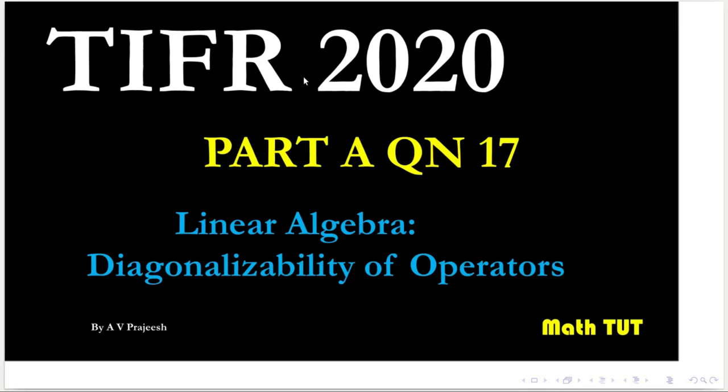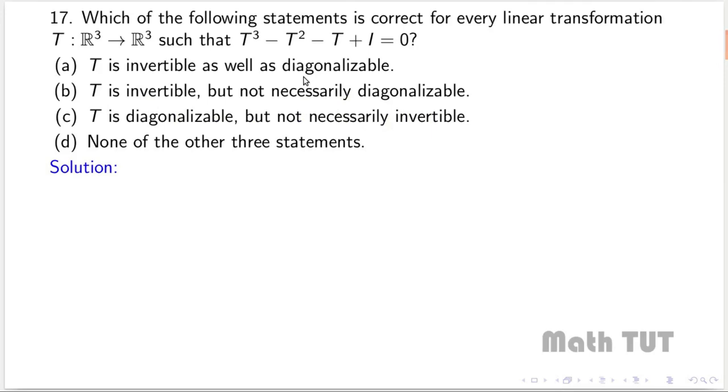Hello friends, today we are going to discuss a problem from the TIFR 2020 GS Mathematics examination. We are going to discuss question number 17, and it is from linear algebra, and the concept is basically from diagonalization of linear operators or linear transformations. So the problem is: which of the following statements is correct about every linear transformation from R^3 to R^3 which satisfies T^3 - T^2 - T + I = 0?